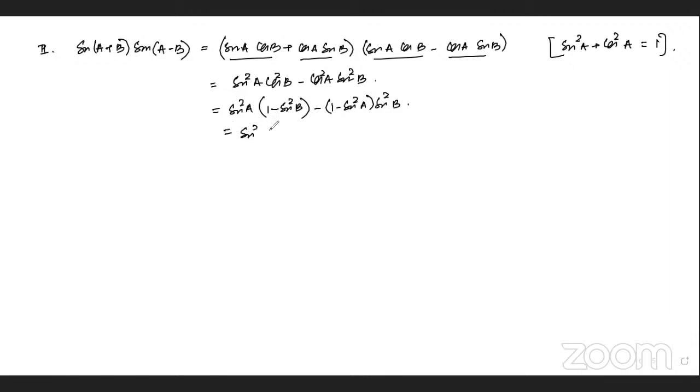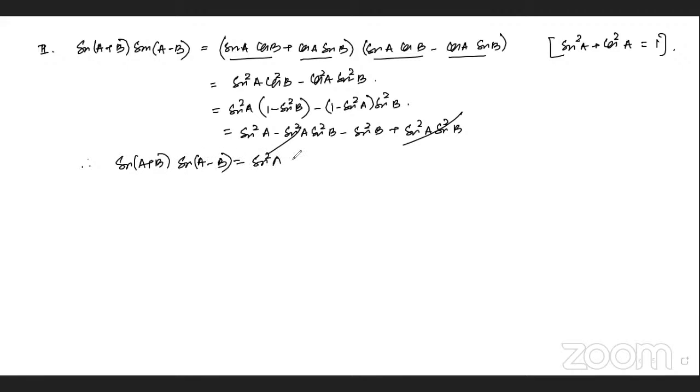You take the product, it will become sin square A minus sin square A sin square B minus sin square B plus sin square A sin square B. आपको मेरी बात समझ आ रही है? This and this will cancel. So therefore, sine of sum into sine of difference, that is sin of A plus B into sine of A minus B is equal to what?